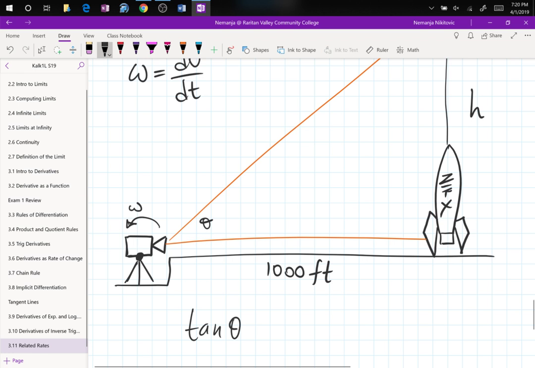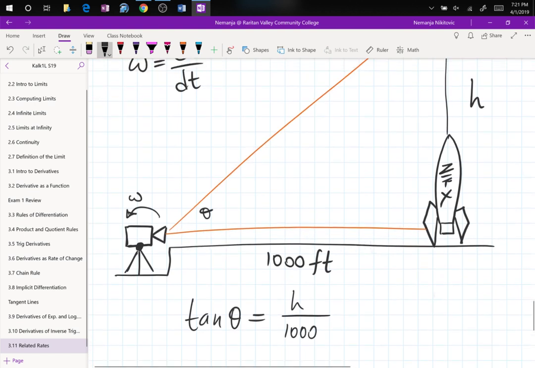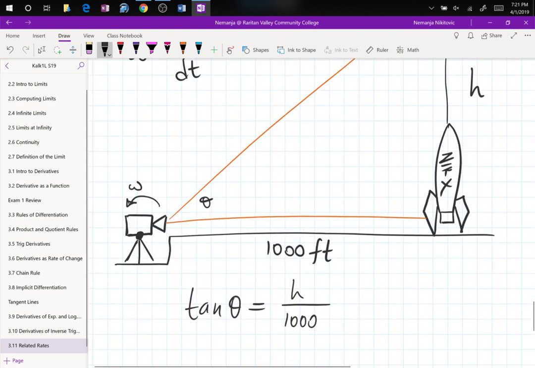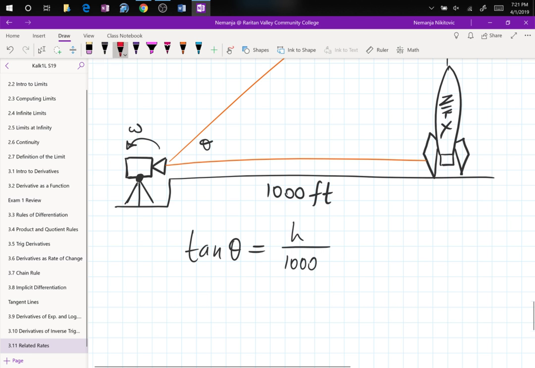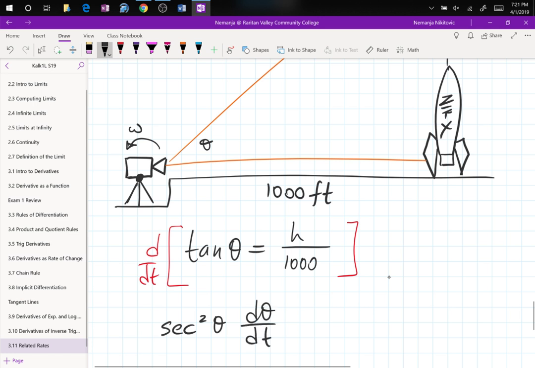So tangent theta is equal to opposite, which is the height, divided by 1,000. And I need theta, so I take the derivative of this with respect to time. The derivative of tangent is secant squared, and then we have d theta dt. There it is, d theta dt. That's our omega. That's what I need. It is equal to, on the other side, 1 over 1,000 times dh dt.